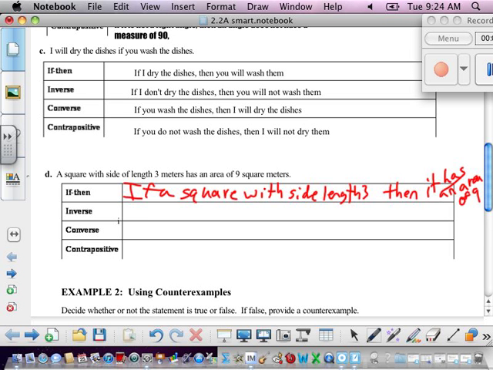Somebody want to try the inverse? So I'm going to start with what? If a square does not have a side length of 3, then its area is not 9.